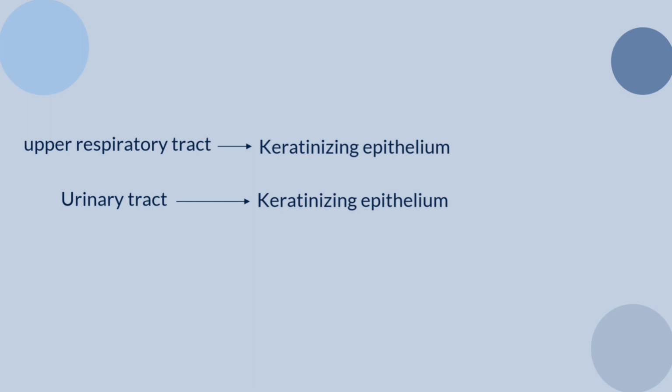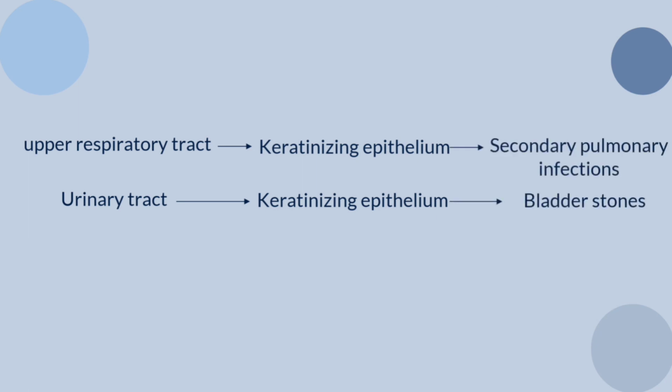Finally, the upper respiratory tract and the urinary tract, due to deficiency of vitamin A, develop into keratinizing epithelium. When the upper respiratory tract develops into keratinizing epithelium, it causes secondary pulmonary infection, whereas when the urinary tract develops into keratinizing epithelium, it forms bladder stones.